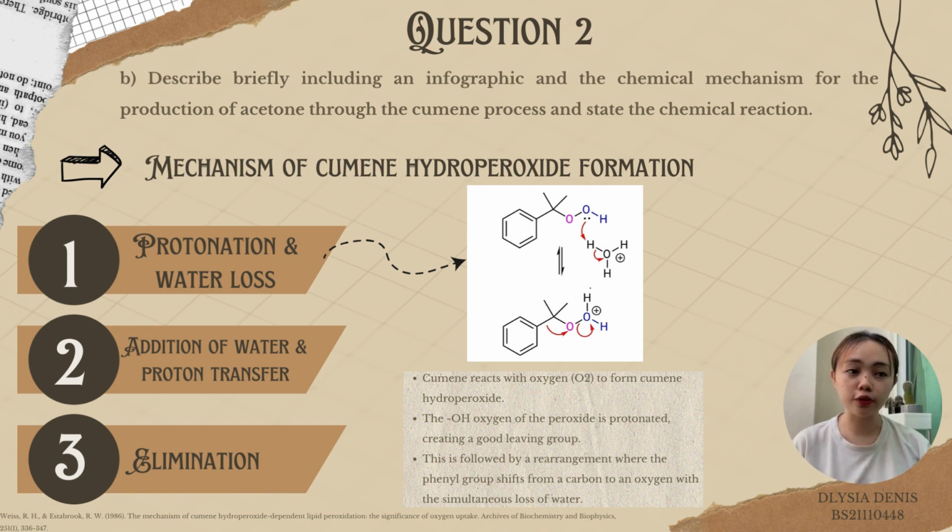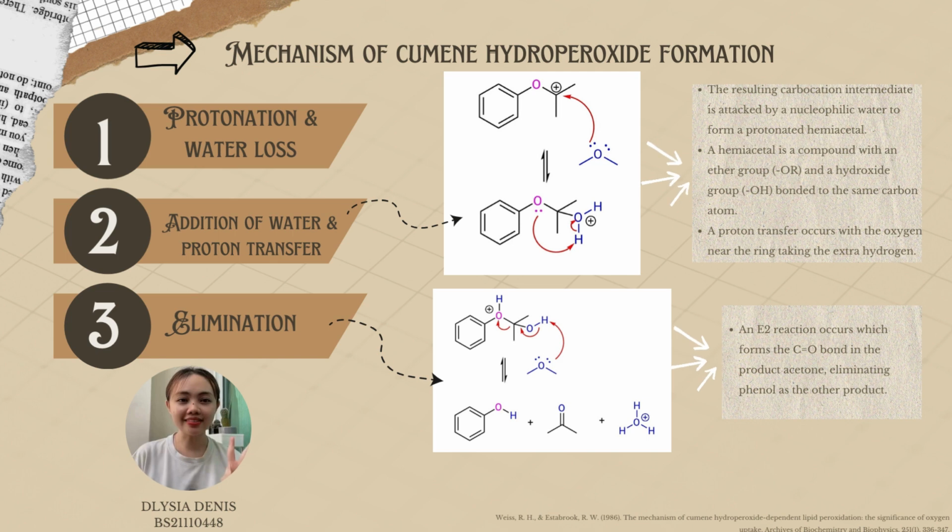Then this is followed by rearrangement, where the phenyl group shifts from a carbon to oxygen with a simultaneous loss of water. Second step, addition of water and proton transfers. The resulting carbocation is attacked by a nucleophilic water to form a protonated hemiacetal, which is bound to the same carbon atom. Then a proton transfer occurs, with the oxygen near the ring taking the extra hydrogen.